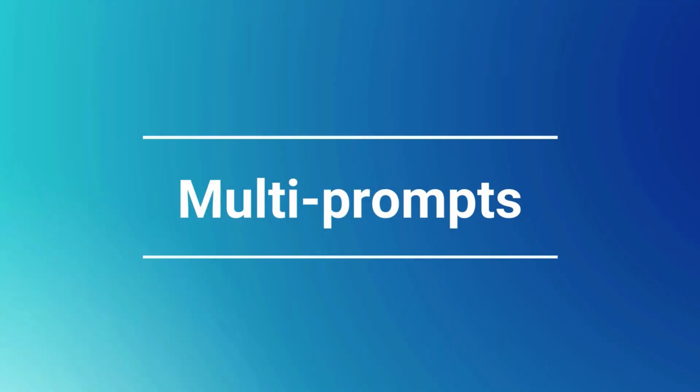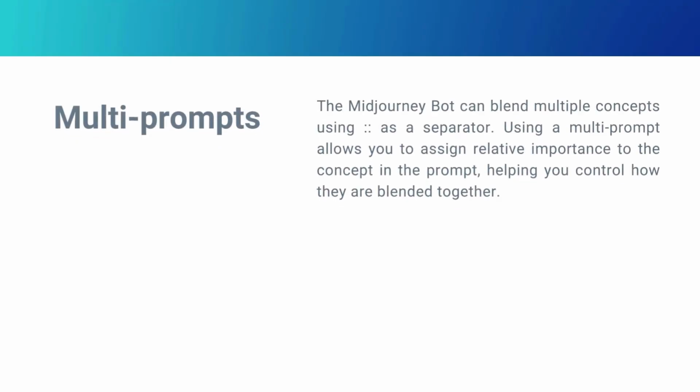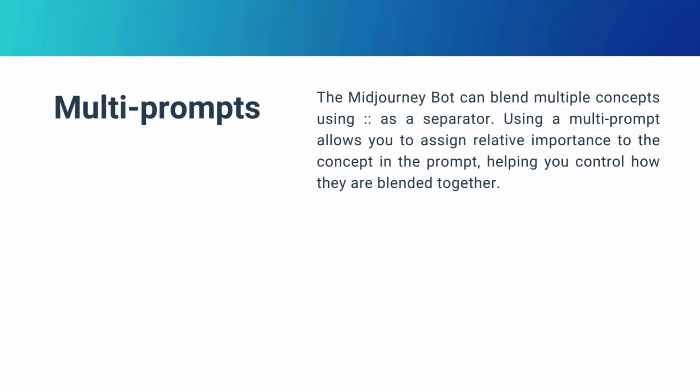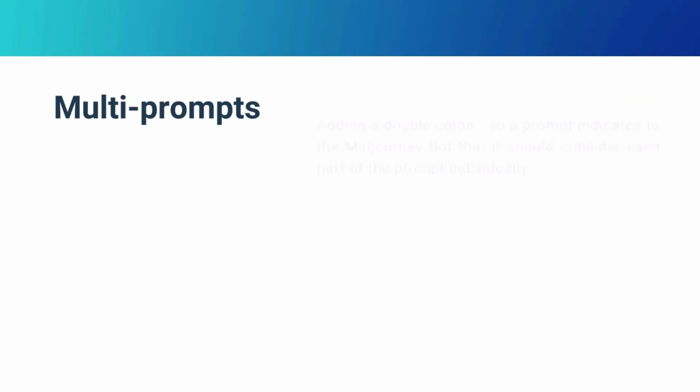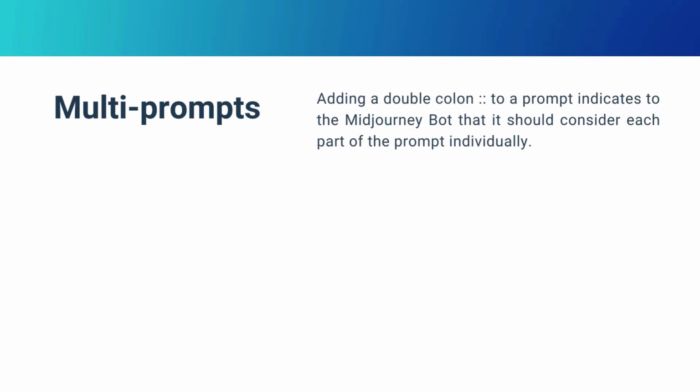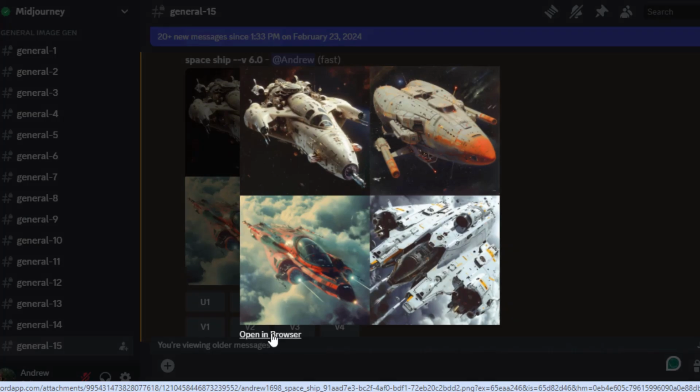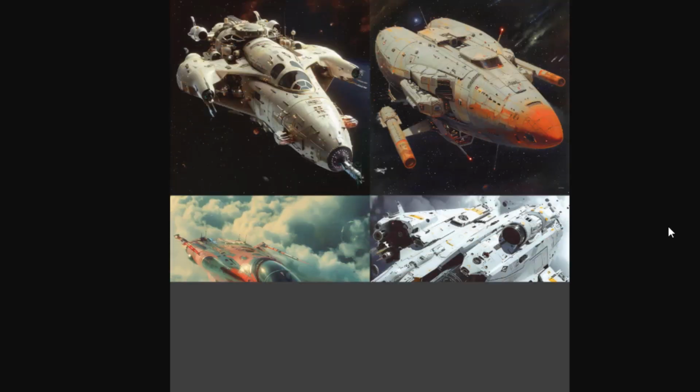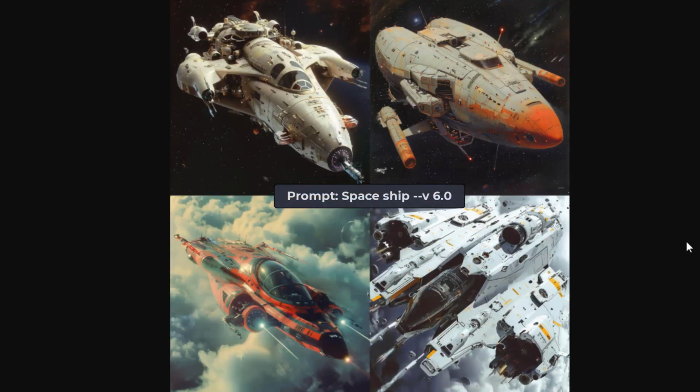The Midjourney bot can blend multiple concepts using :: as a separator. Using a multi-prompt allows you to assign relative importance to the concept in the prompt, helping you control how they are blended together. Adding a :: to a prompt indicates to the Midjourney bot that it should consider each part of the prompt individually. For the prompt spaceship, both words are considered together, and the Midjourney bot produces images of sci-fi spacecrafts.